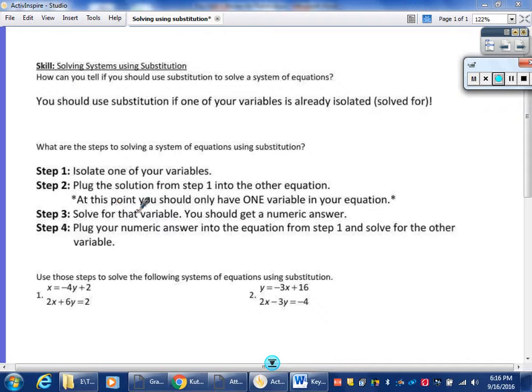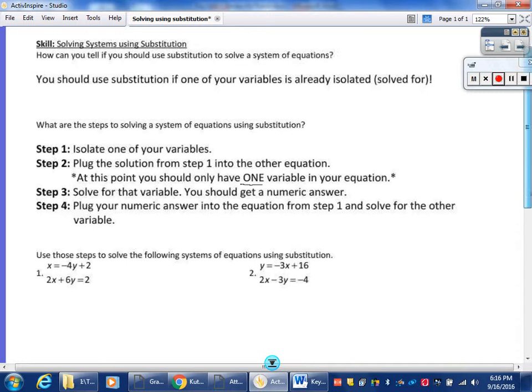The second step is to plug the solution from step 1 into the other equation. And what happens then is that you end up with an equation that only has one variable. Only one variable, and that's very important. What we do at that point is we solve that for that variable, and we get a numeric answer. So we're going to get x equals 5 or y equals -6, something like that, where you get x or y equals a number. Okay. After you get that first solution, you're going to plug your numeric answer into the equation from step 1 and solve for the other variable.